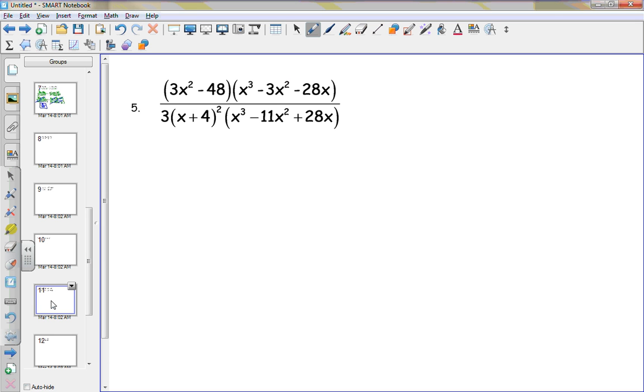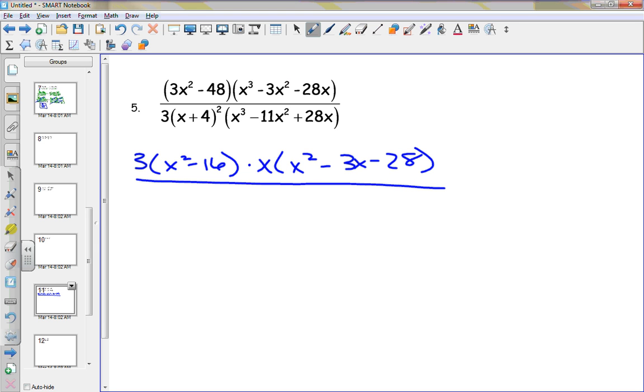Always look for a GCF. So you pull out a 3. So that's going to give me 3 times x squared minus 16. Go to the second parenthesis in the numerator. Do I have a GCF? X. Pull it out. So that's x squared minus 3x minus 28.